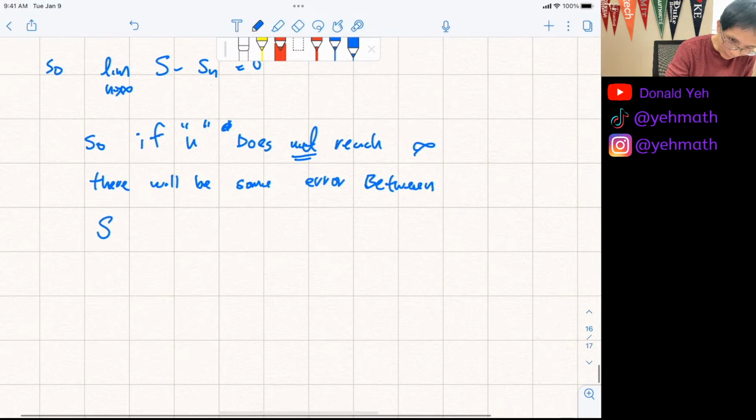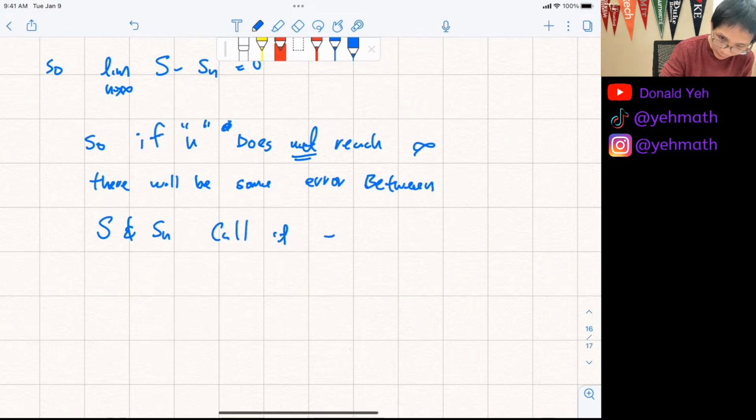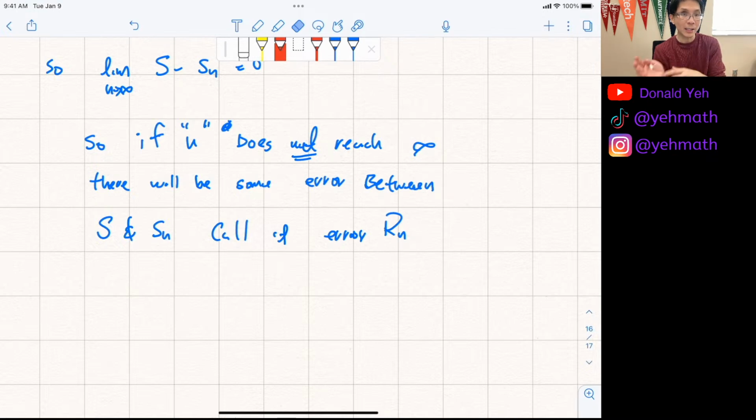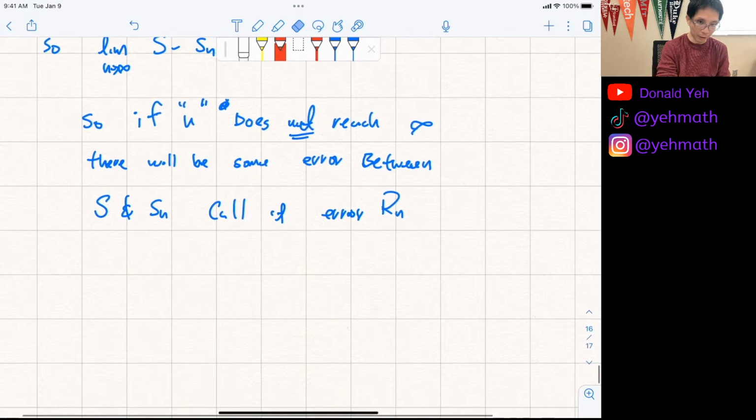Between S and then Sn, there's some error. We're going to call it error R to the n, which is the remainder. So if it doesn't reach infinity, the difference should be 0. If it doesn't equal infinity, we're going to call it Rn.